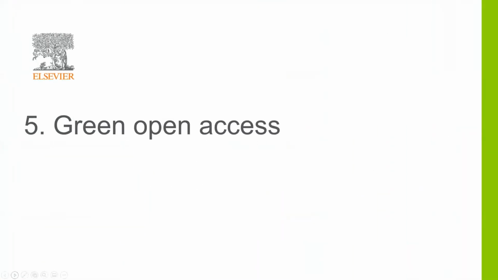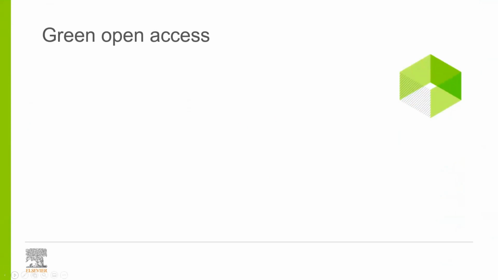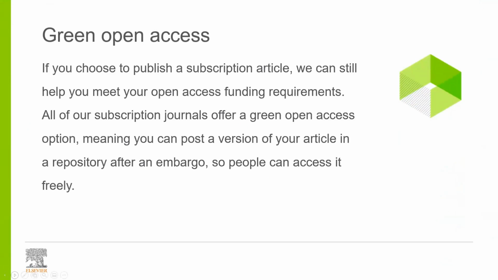And the second way is green open access. With green open access, if you choose to publish a subscription article, we can help you meet open access funding requirements this way. And all of our subscription journals offer this green open access option.